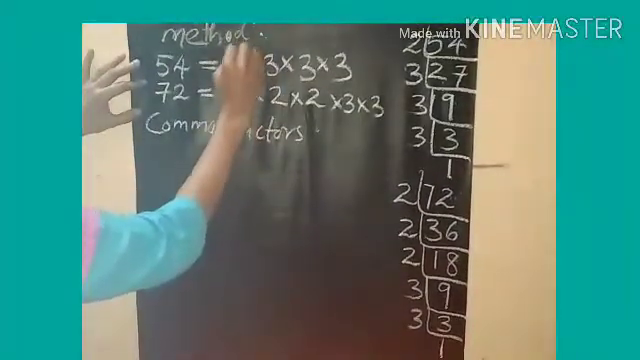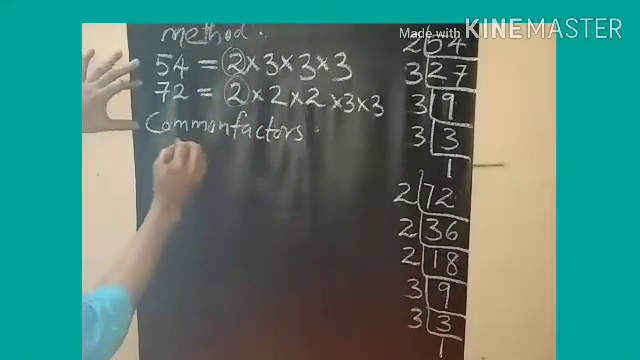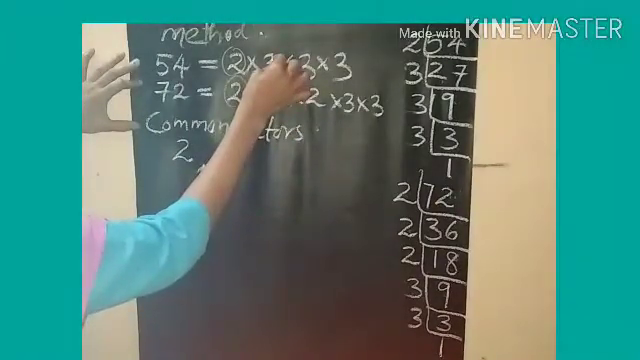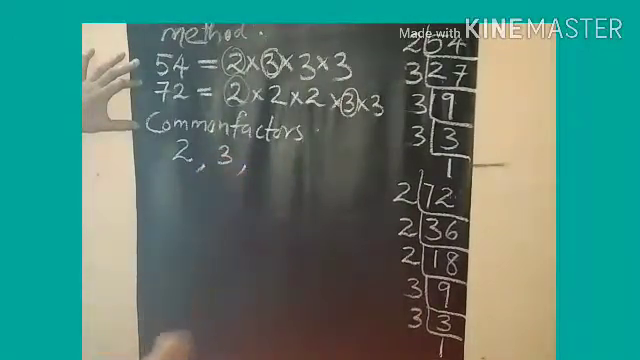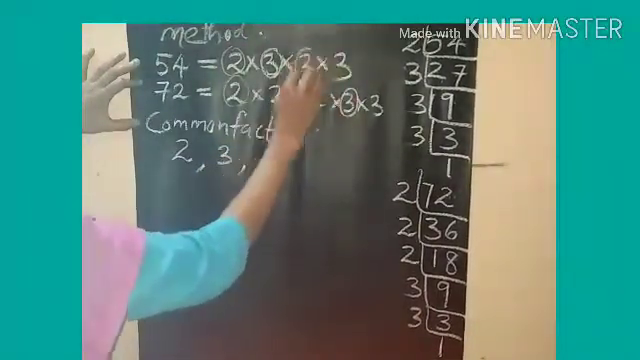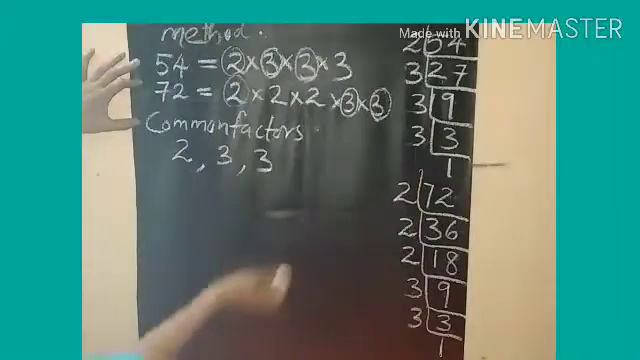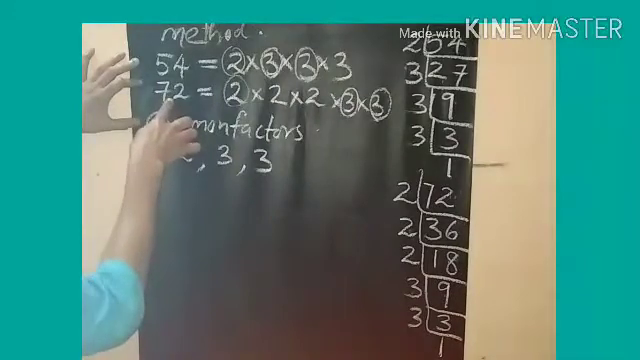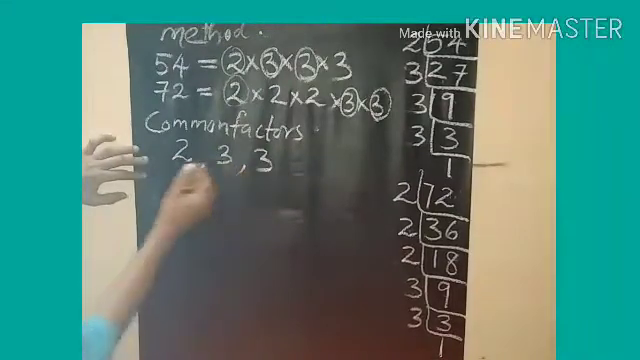Then 2. Okay, 2 is in 54 and 72. So, we take 2, comma, next 3, comma, next 3 and 3. Then 3 is a factor of 54, but the third 3 does not occur in 72. So, okay, the common factors are 2, 3, 3.